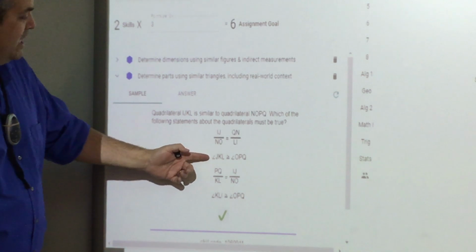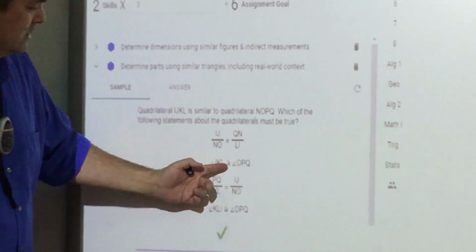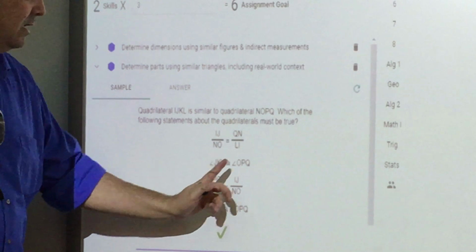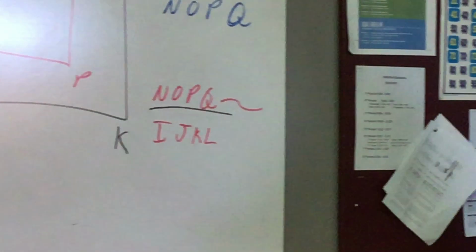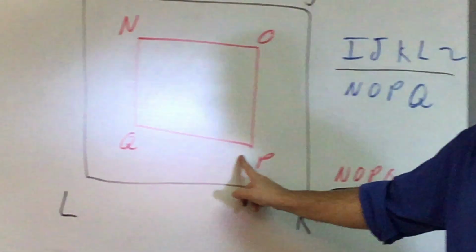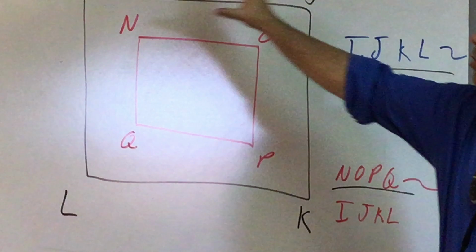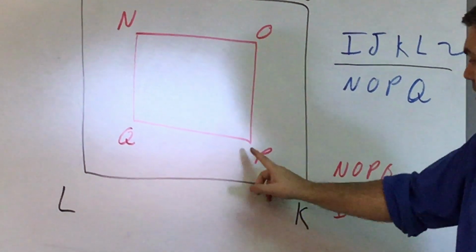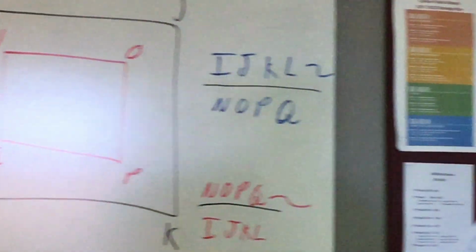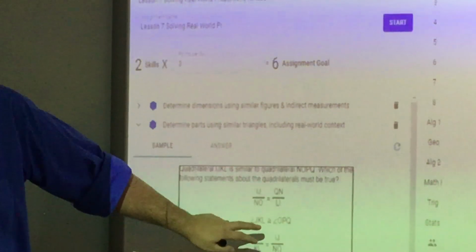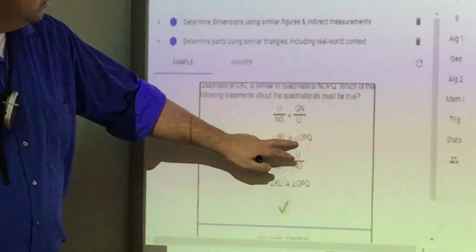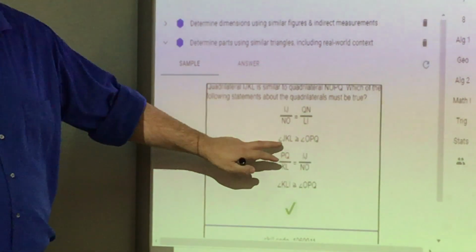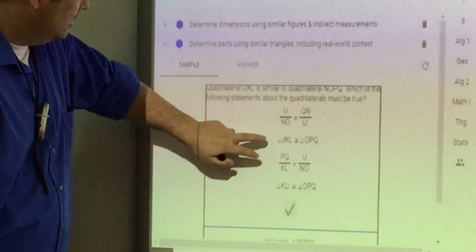Okay, angle JKL is congruent to angle OPQ. So is K and P congruent? Yeah, they're congruent. And take a look, K and P. Drawing this helps you to see that. OPQ, JKL. Yeah, that should be our answer right there.